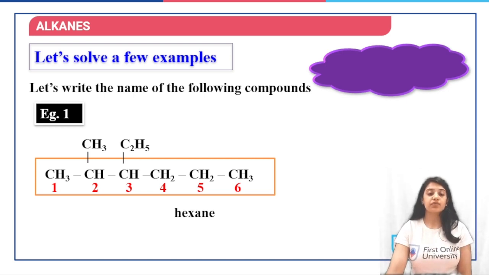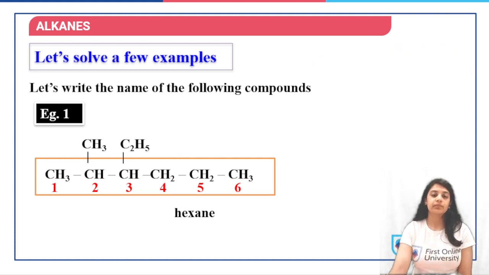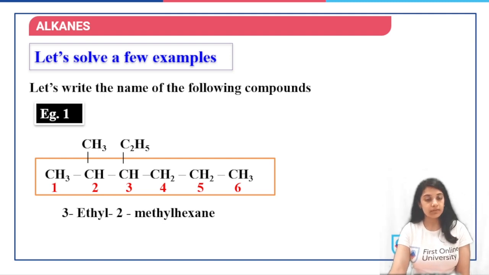So now you will have to name the substituents, and since we have to start writing the name with the substituents in alphabetical order, out of methyl and ethyl substituents, ethyl, E comes before M in the alphabetical order. So the name is going to be 3-ethyl, 2-methyl hexane.